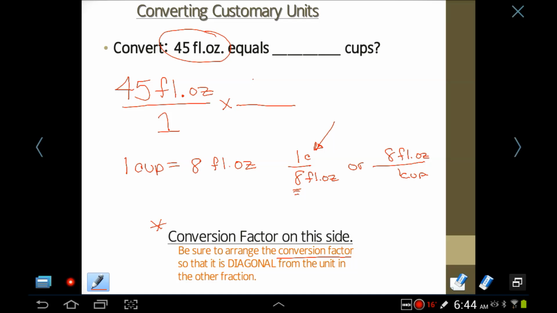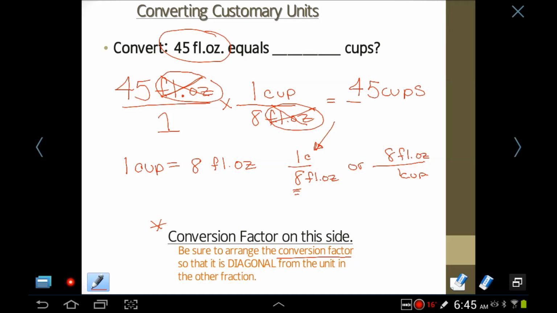So I'm going to write right here, 1 cup over 8 fluid ounces. You'll notice right here that the fluid ounces are diagonal from each other. That's good because what you ultimately want is for them to cancel each other out. Just like we cross-cancel when we're multiplying fractions, we want our conversion unit to cancel. Okay, so now what we're left with is 45 times 1 cup, which equals 45 cups over 8. I'm just multiplying 45 times 1, 1 times 8.